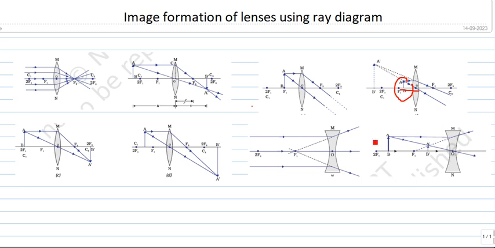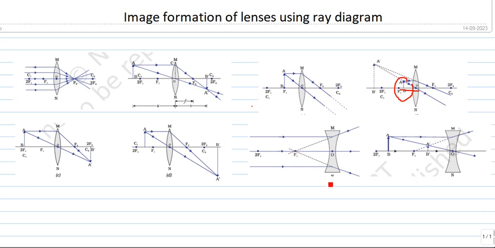So these two pictures will show the image formation of a concave lens. Yes, in the first one, the object is placed at infinity. When you place it at infinity, we draw two rays parallel to the principal axis, and they appear to diverge from this point F1.